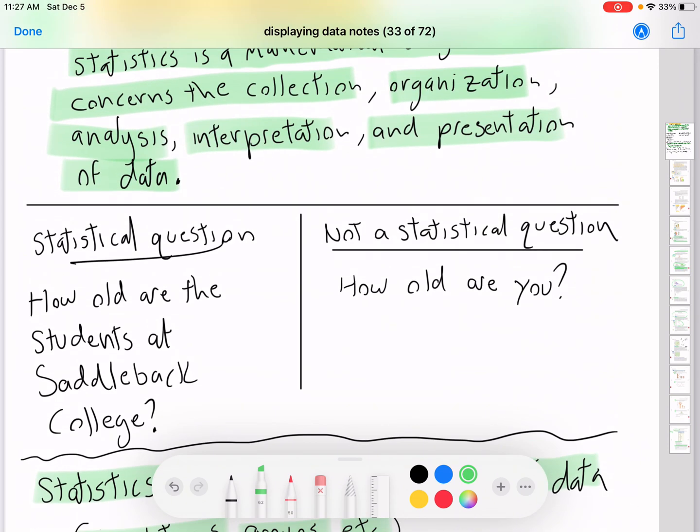So, a statistical question could say, how old are the students at Saddleback College? And you could either collect the data from all students, or you could randomly select a group of students and use that to help you understand the bigger population. Versus a not statistical question is just, how old are you? That's just a question I can ask you. That doesn't help me collect lots of data to understand a larger population.